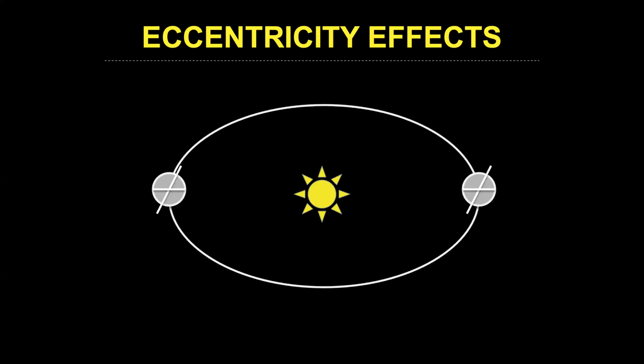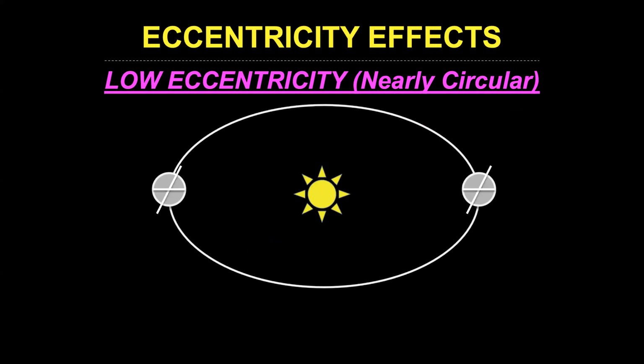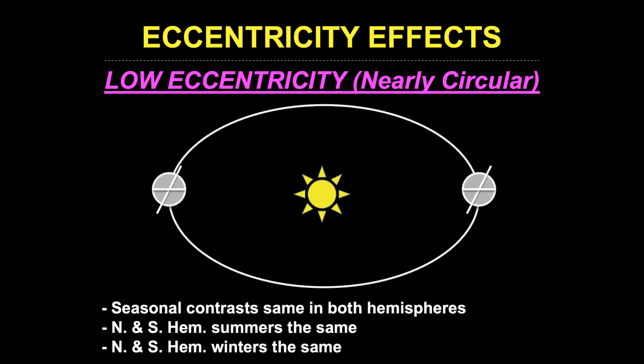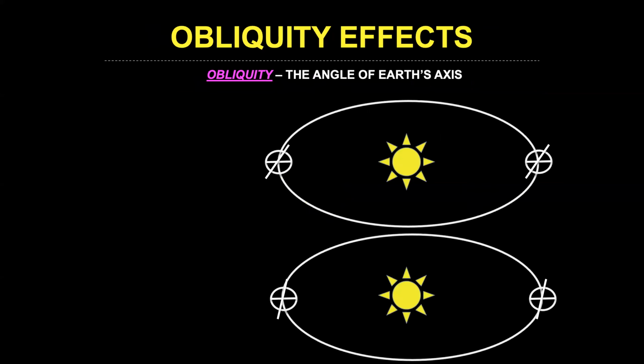Now, here is a more circular or low eccentricity orbit. So in this case, seasonal contrast would be the same in both hemispheres. And that's roughly where we are now in the year 2020, okay? So now let's look at obliquity.